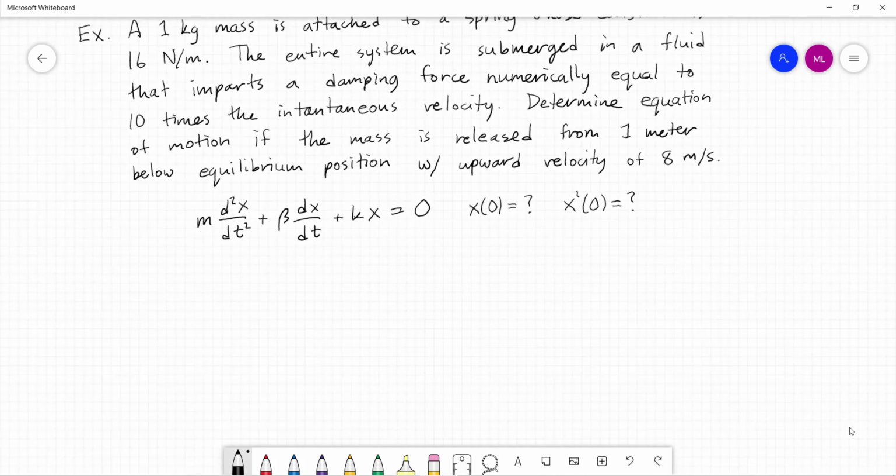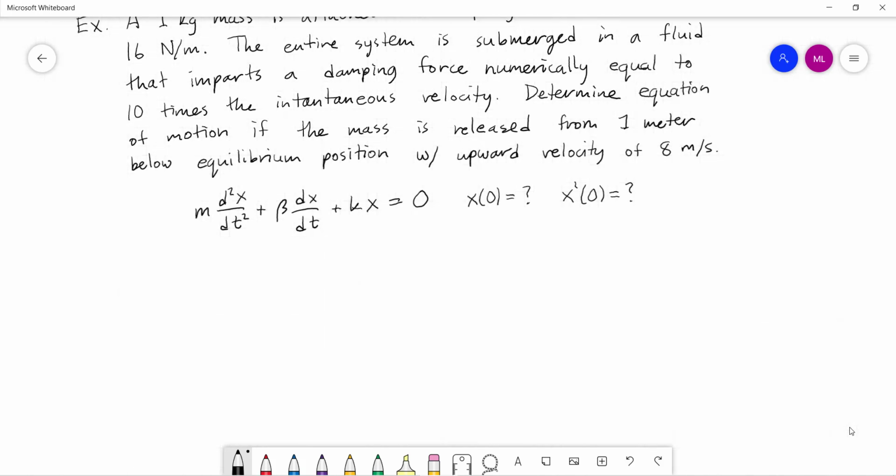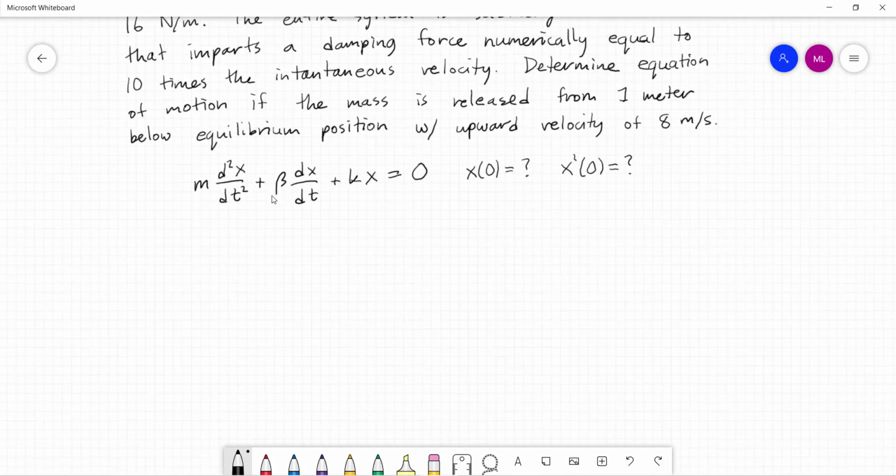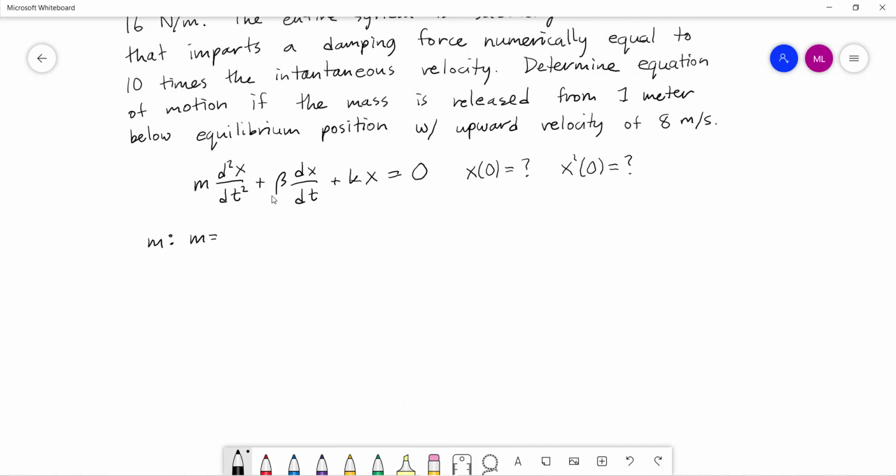So this is what we're trying to come up with. The mass is given in this case. When it's given in kilograms, kilograms are a measurement of mass, unlike pounds, so I can directly plug that in for our mass here. So to find m, we know m equals 1 kilogram.